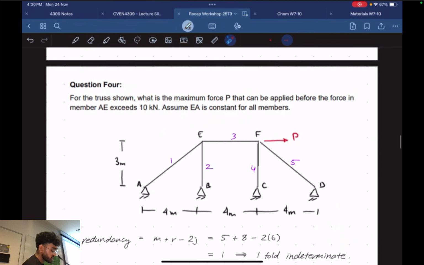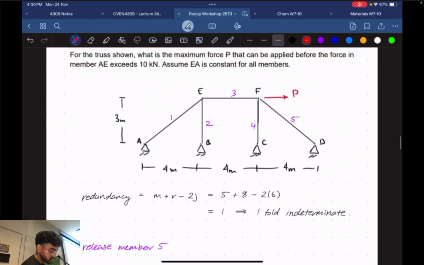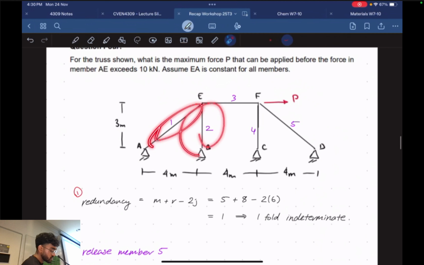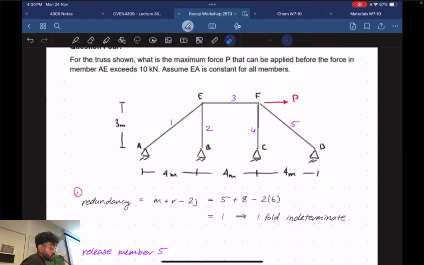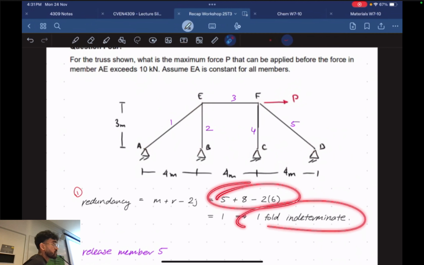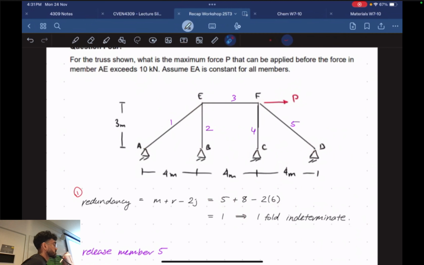Try to find the axial force of AE in terms of P. First thing, what is my redundancy? So this is step number 1. Find my redundancy when I sub into the equation. The number of members: I've got 1, 2, 3, 4, 5. Number of reactions: because these are pinned, each of them has 2, so 1, 2, 3, 4, 5, 6, 7, 8. I've got 8 reactions, and the number of joints, these ones also count as joints, so 1, 2, 3, 4, 5, 6. Sub into your equation, and you end up getting one-fold indeterminate.